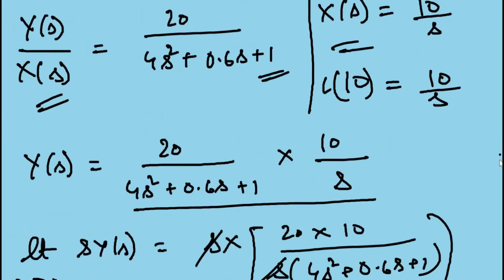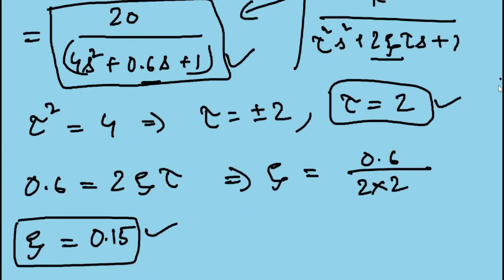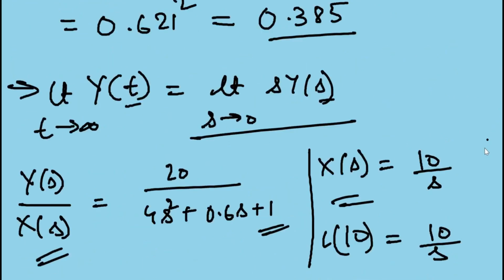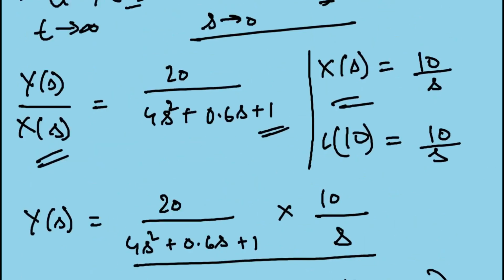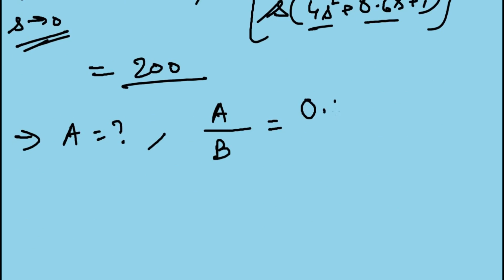Now what we need to find is, they have asked what is the maximum value of the response. The ultimate value we have calculated is 200. To calculate the maximum response, that is this entire part, 200 plus a, this is the maximum value. So in order to calculate the maximum value, I need to get the value of a. I know the overshoot, which is a by b. I have just calculated the value of the overshoot, which is a by b. A by b came out to be 0.621.